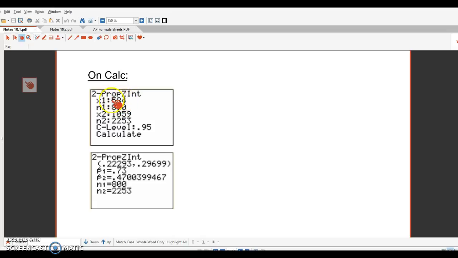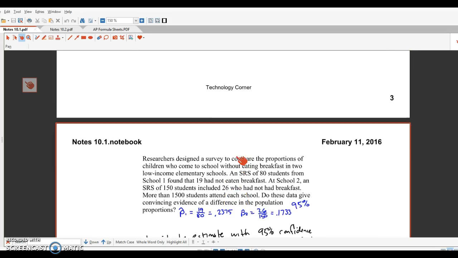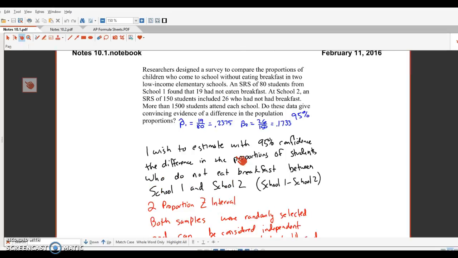So if you do 0.7 times 800, if it ends up being a decimal, go ahead and round. Both of the x's have to be whole numbers, they can't be decimals. Both the n's have to be whole numbers, no decimals as well. Put in the confidence level, hit calculate, and you get the same result that we got from the original formula once you round.